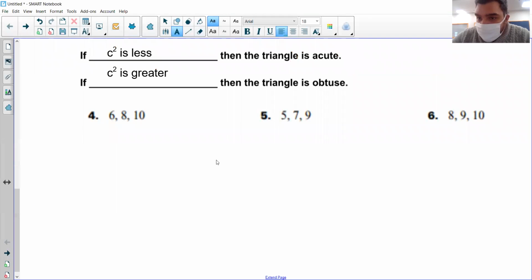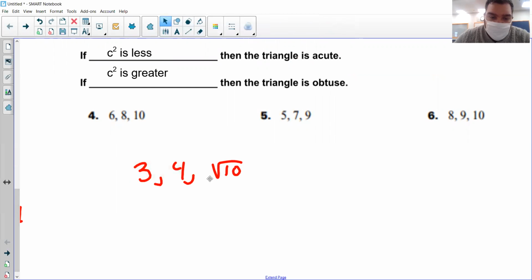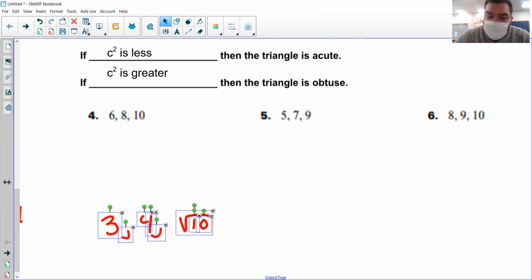You guys, I want to practice something that's not on this page, but will be on your homework. I want to talk about a situation like this. Let's say you had 3, 4, and the square root of 10. Please put this question on your page, somewhere with more space so you could fill in the answers for the other ones. With 3, 4, and square root 10. Let's say you had a question like this.